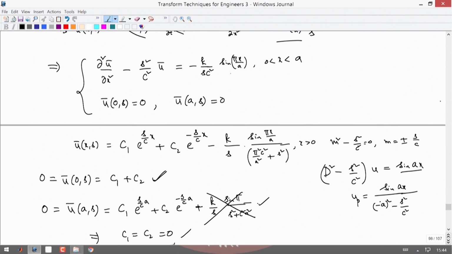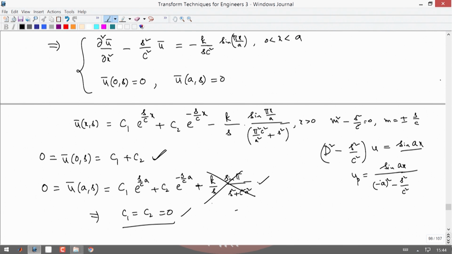Instead of sin(πx/a), if you take sin(x/a), then you get sin 1, so this is non-constant. You will end up with some constants, and by solving these two equations you can get your C1 and C2, and you put it here. Now you have to invert it, so you should know the Laplace inversion of e power a s. This is actually some Heaviside function of t minus a or something, t plus a, whatever you get. So, you can use that and get this.